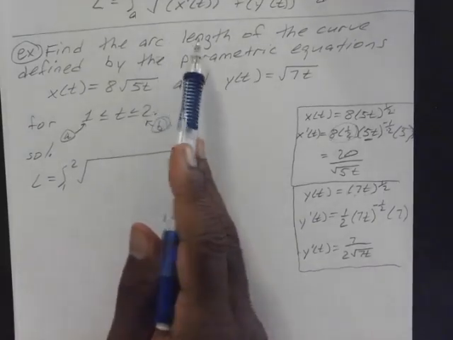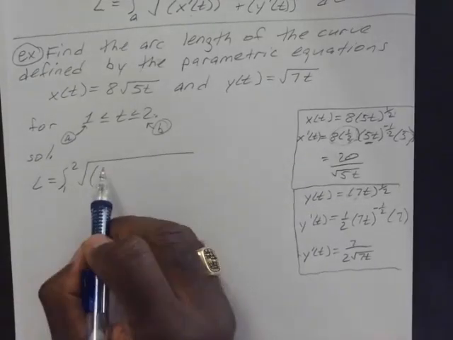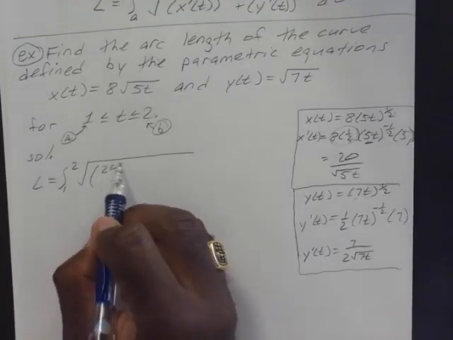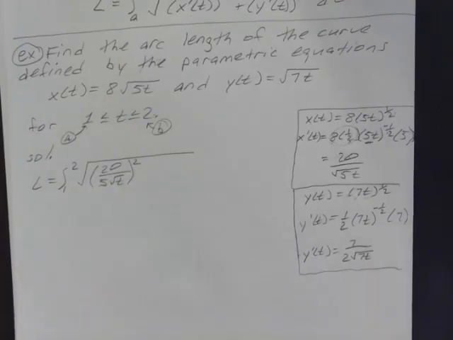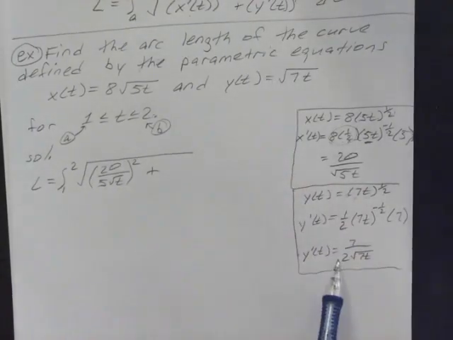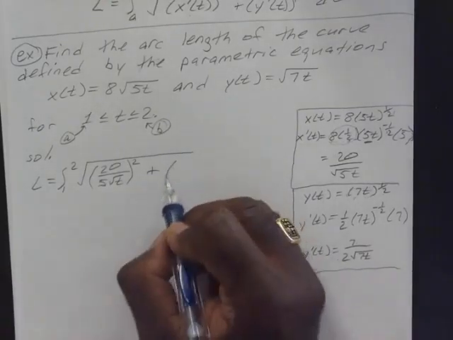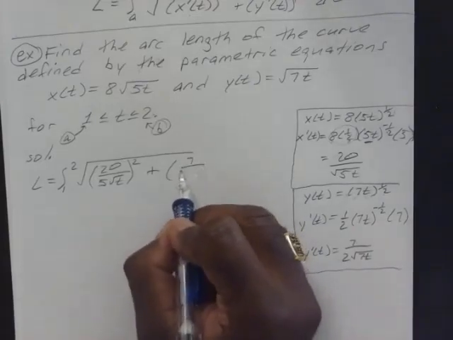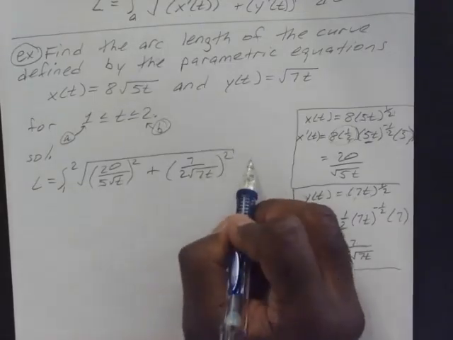Okay, so our x prime of t squared will just become 20 over 5 square root of t squared, plus our y prime of t squared is just 7 over 2 times square root of 7t squared. With respect to t.